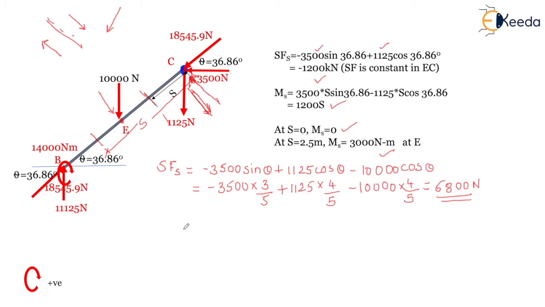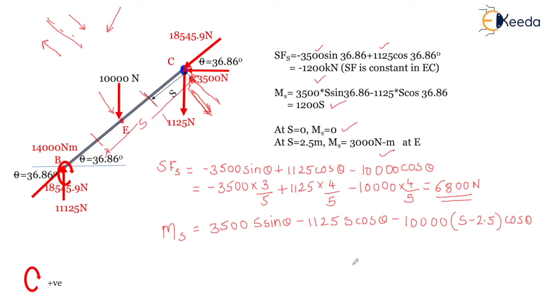Now let us calculate what is the moment at this point. Okay, what is the moment at this point? So moment equation also we can write 3500 into s sine theta, minus 1125 into s cos theta, minus 10,000 (s minus 2.5) cos theta. Okay, because this particular point we will consider. So if our section is in this way, so total distance is (s minus 2.5) into cos theta.